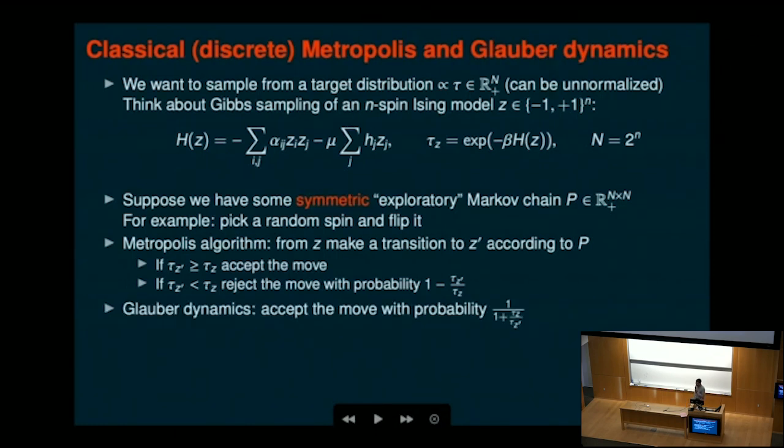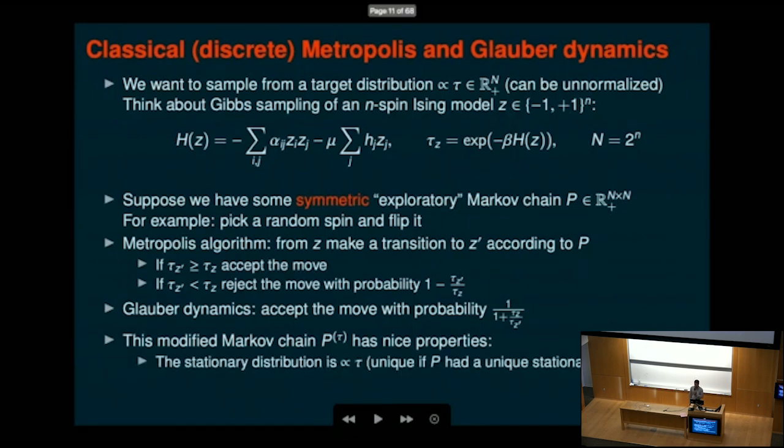And this is the Metropolis algorithm, and there's also Glauber dynamics, which is also in the ballpark of these algorithms, and it just says that, well, you don't always accept moves that are increasing probability, but also reject them with some probability, and it's kind of like a smooth version of Metropolis. Depending on the ratio of the probabilities that you see between the moves, you accept with this particular probability. And the nice thing about these algorithms is that the modified Markov chain that you get after applying this rule in every step has a stationary distribution that is going to be proportional to this vector tau.